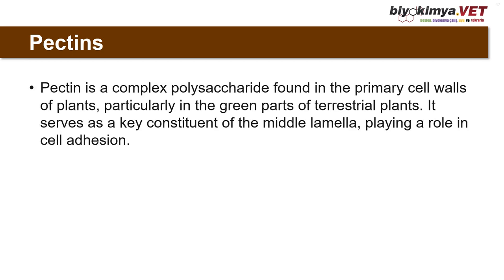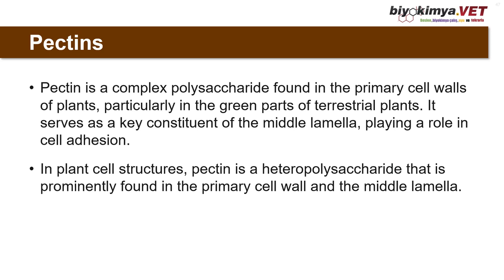And the last heteropolysaccharide is pectins. Pectin is a complex polysaccharide found in the primary cell walls of plants, particularly in the green parts of terrestrial plants. It serves as a key constituent of the middle lamella, playing a role in cell adhesion.